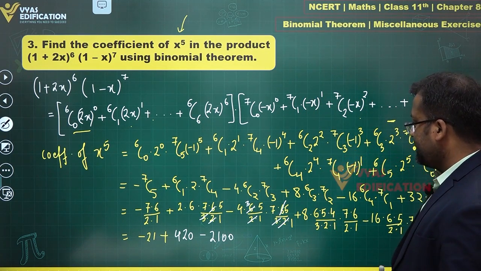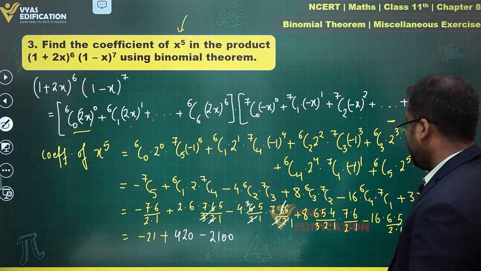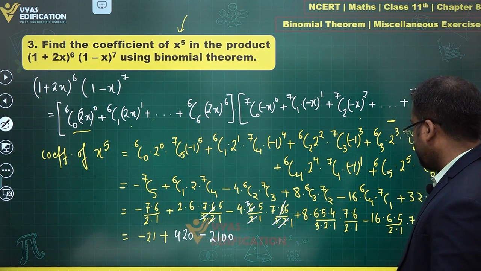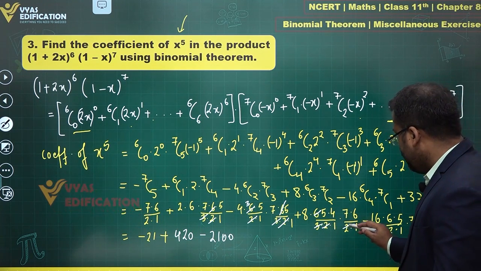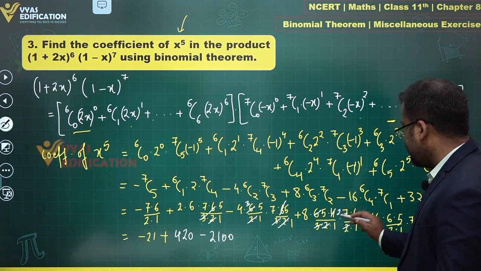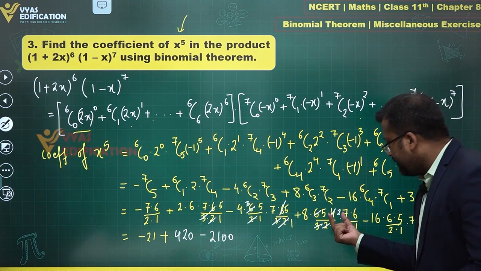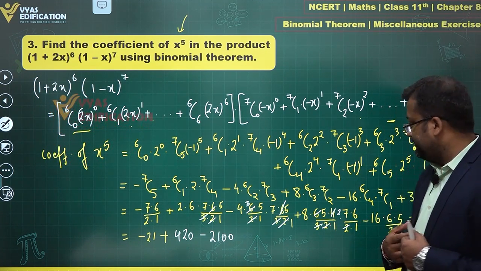Then what next? This is minus 2100, and what after that is this term. Let's take a look at this term. 3 times 2 is 6 again. You have a 2 and you have a 4. Let's cancel them, and you have a 2 remaining. So 5 times 2 is pretty simple, that's a 10.